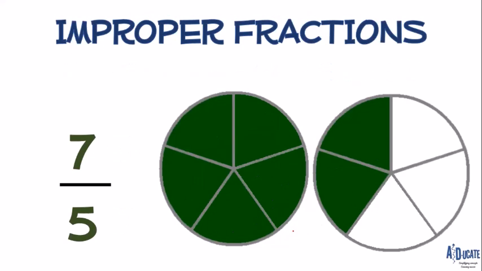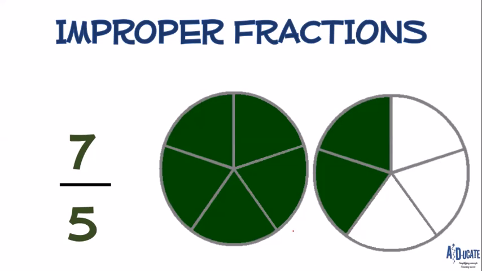Next, improper fraction. Now, you see, improper fractions, they're not like proper fractions. They're the opposite. So in this case, the numerator is 7 and the denominator is 5. What's weird about it is that the numerator is more than the denominator.